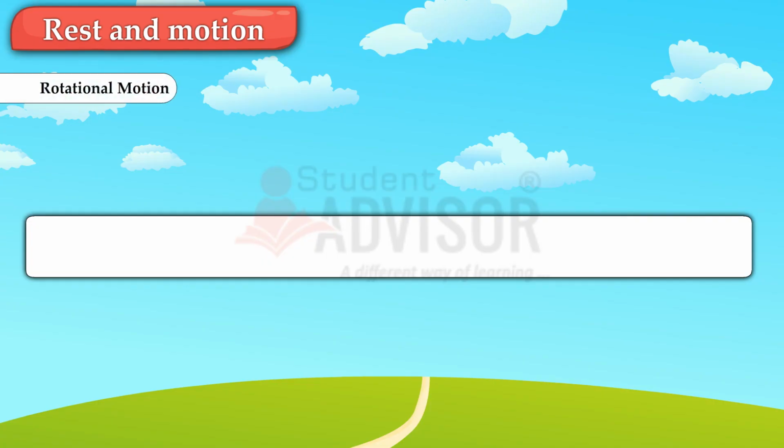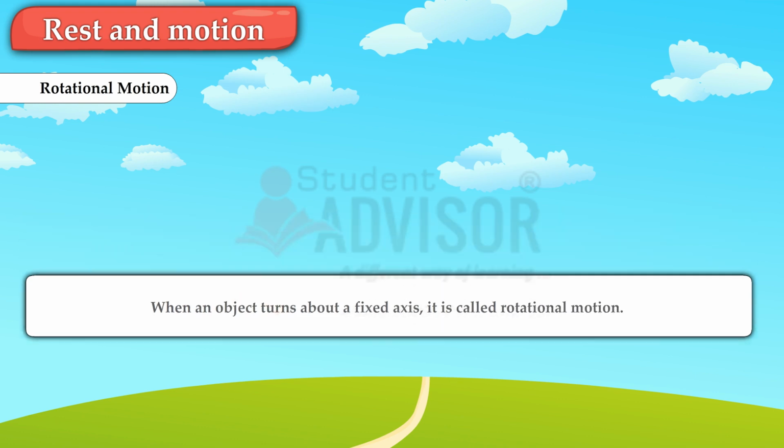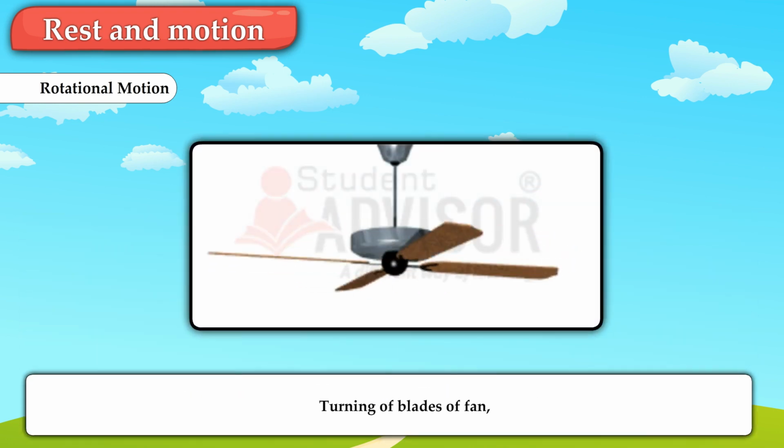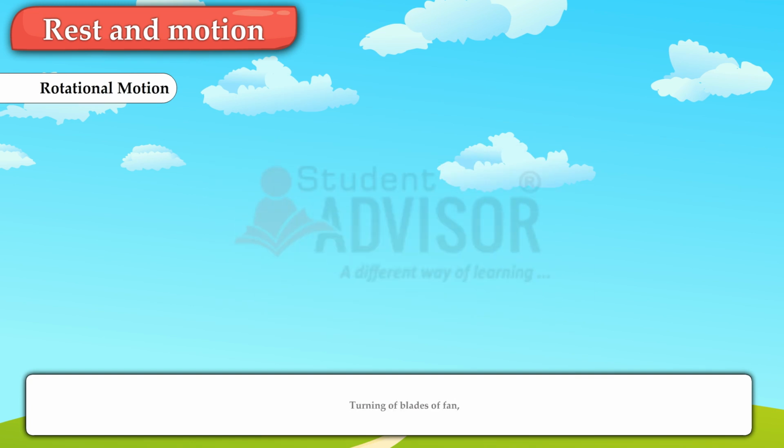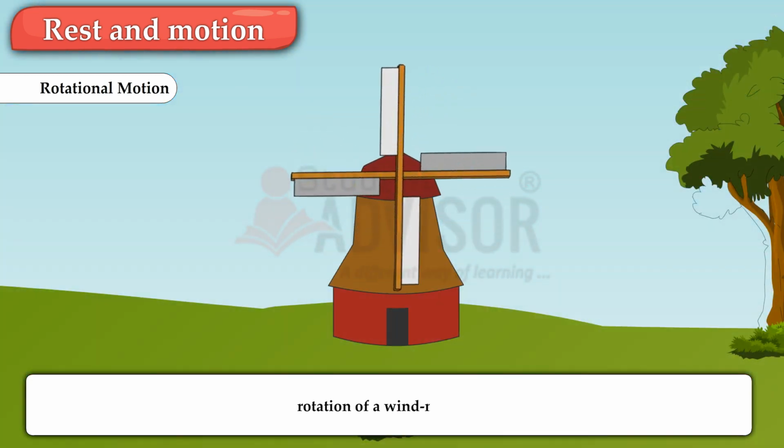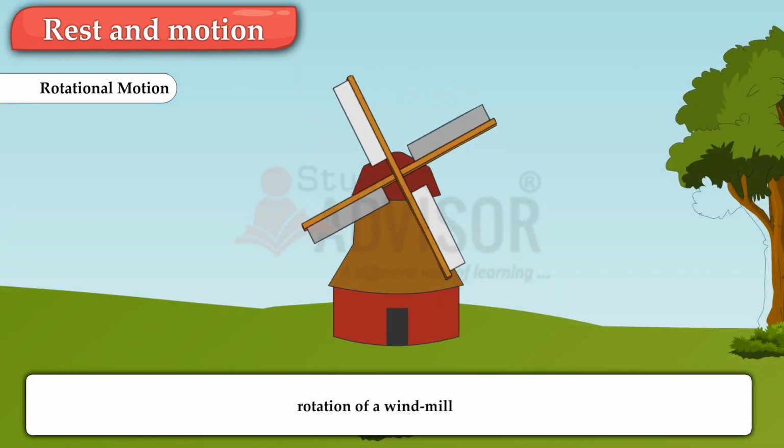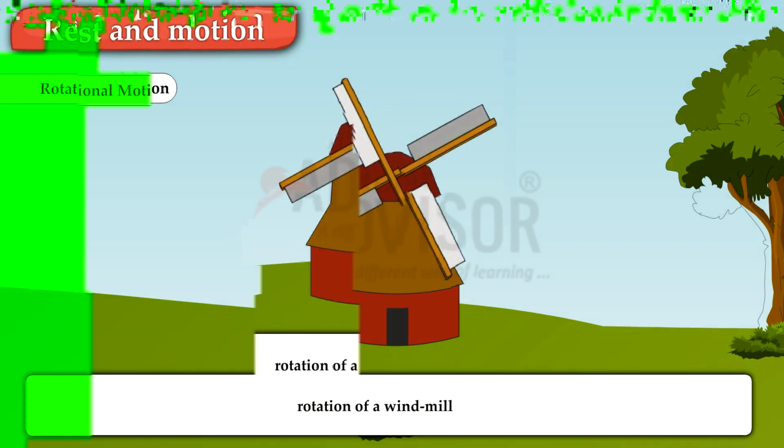Rotational motion. When an object turns about a fixed axis, it is called rotational motion. Turning of blades of a fan, rotation of a windmill or firki, turning of a bicycle wheel, turning of a ball, etc. are examples of rotational motion.